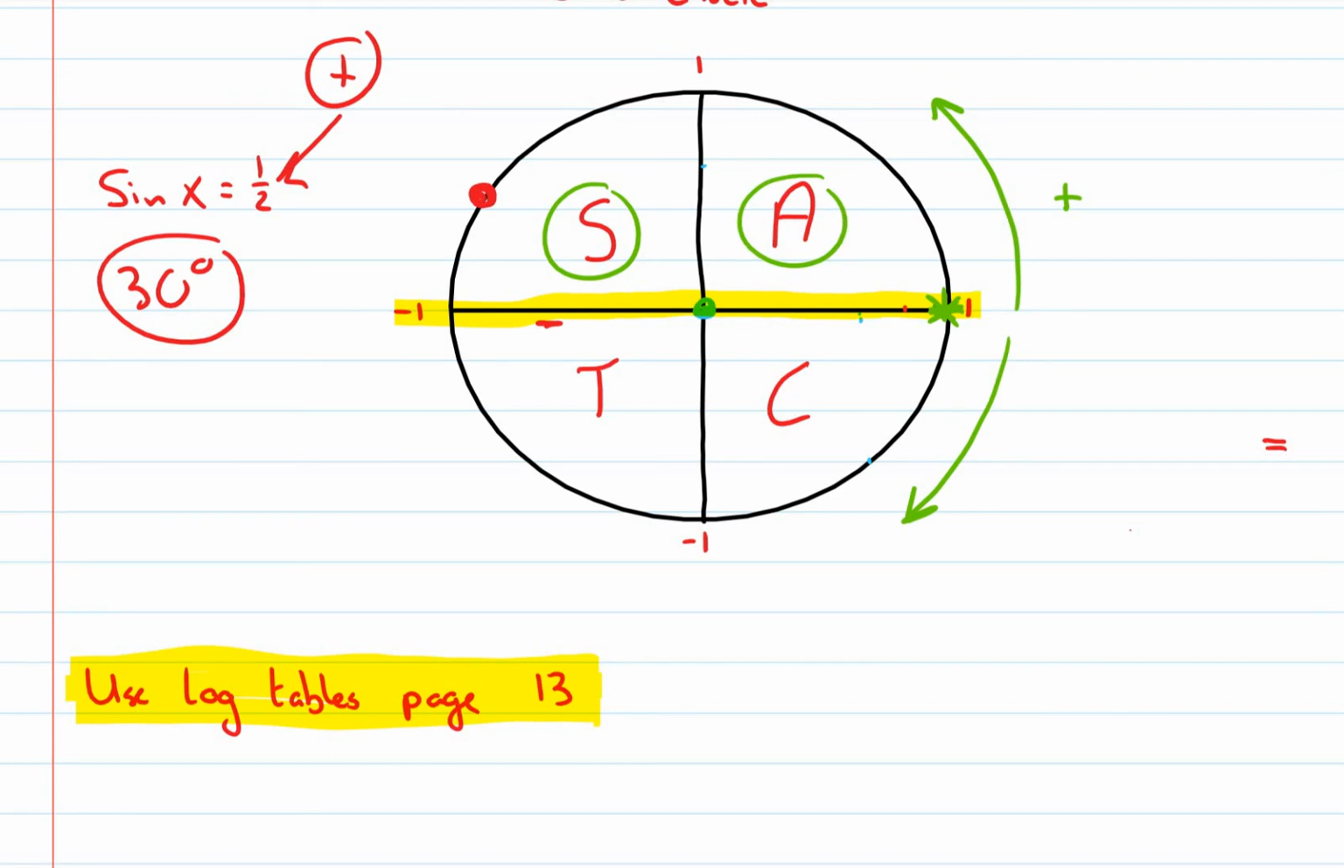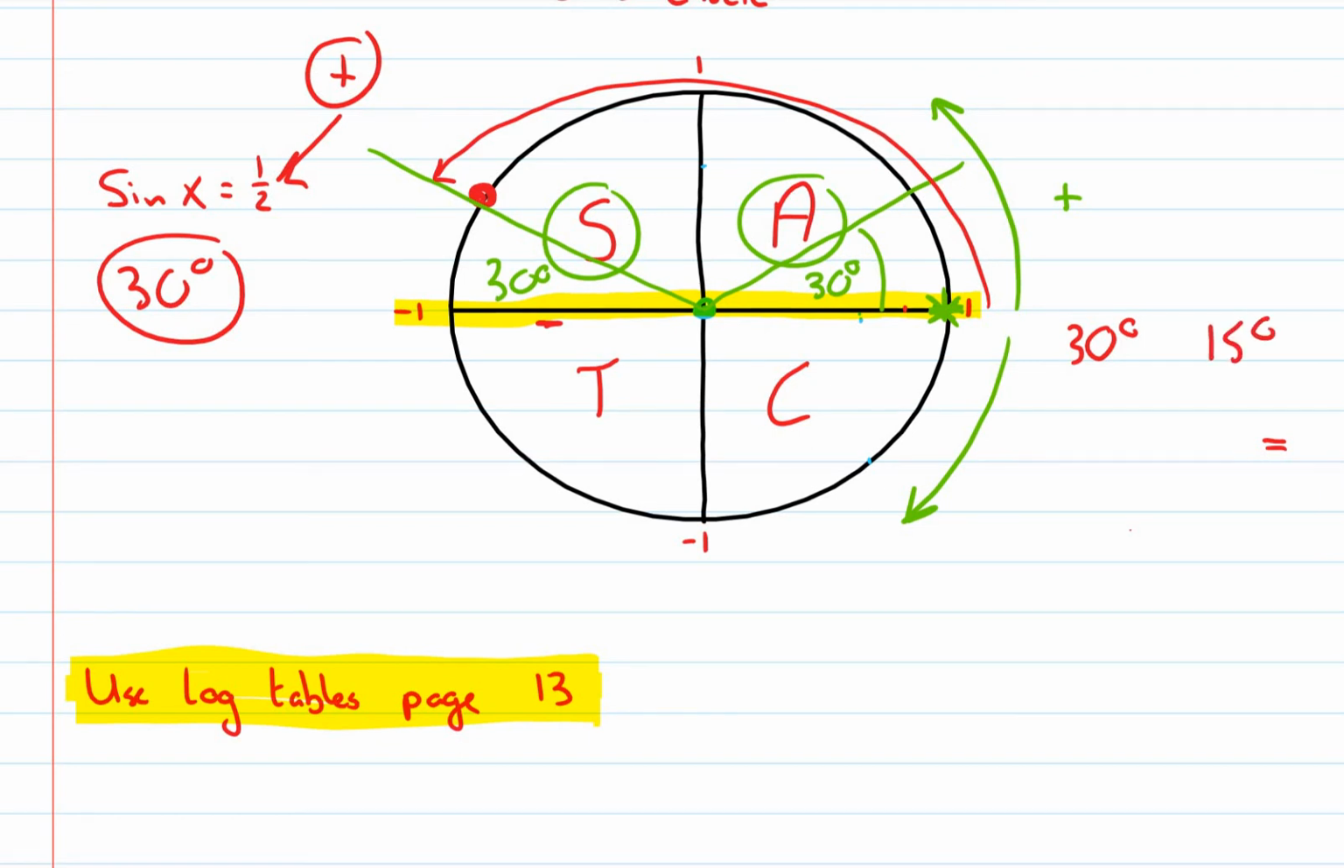So I take my reference angle, 30 degrees from here and 30 degrees up from here. Measure now from the positive x-axis, so from here to here is obviously 30 degrees, and from here all the way around to here is 150 degrees. So my answers are 30 degrees or 150 degrees.